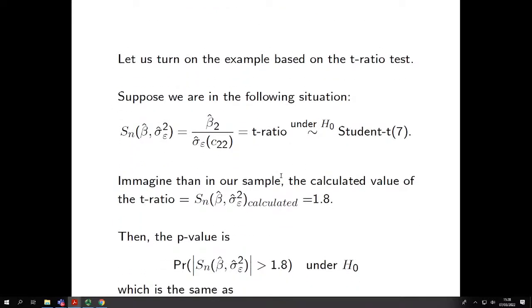Now, let me consider again the example where we have a regression model, and we want to test that the beta 2 coefficient of the regression model is equal to 0, and we apply a t-ratio test. The t-ratio is a function of the estimator beta hat and sigma squared epsilon, and is given by the estimated coefficient beta 2 minus the value of the coefficient under the null, which is 0. I'm not writing beta 2 minus 0, I don't need to do that. And in the denominator, we have the standard error of beta 2. We had quite a long discussion about standard error. Now imagine that we know the distribution of our test under the null, and of course later on we'll discuss how I know it.